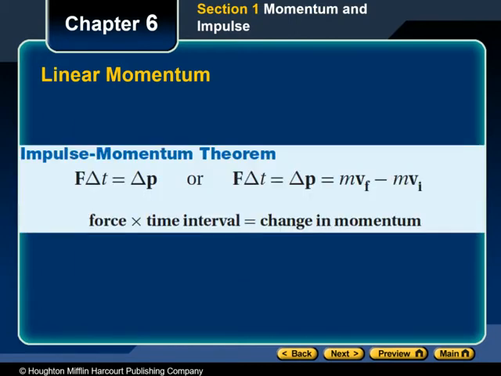The expression F delta t equals delta p is called the impulse-momentum theorem. The term on the left side of the equation, F delta t, is called the impulse of the force F for the time interval delta t.